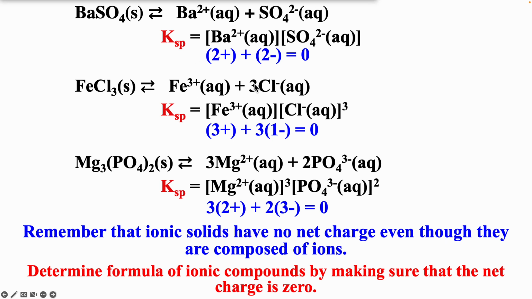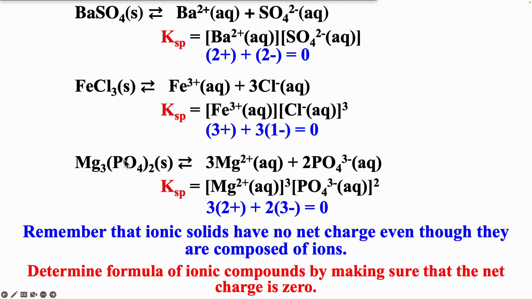Now we can determine the formula of ionic compounds by making sure that the net charge is 0. It's a little confusing, but ionic compounds have no net charge, even though they're composed of charged species. You have to have as much negative charge as you have positive charge, so the combination is 0. For iron chloride, we have a +3 iron ion. We need 3 chloride ions to make it charge neutral. That tells us that the formula should be FeCl3.